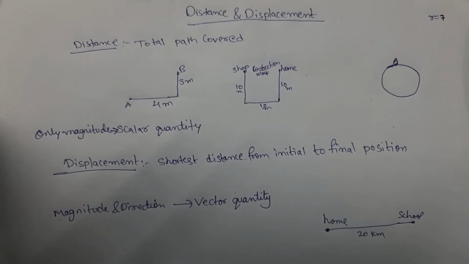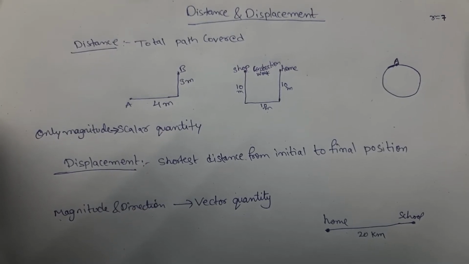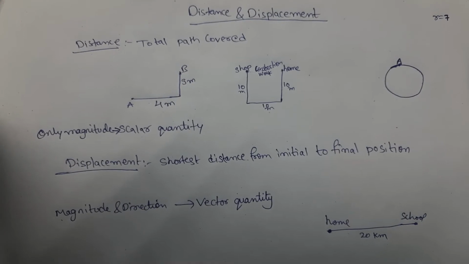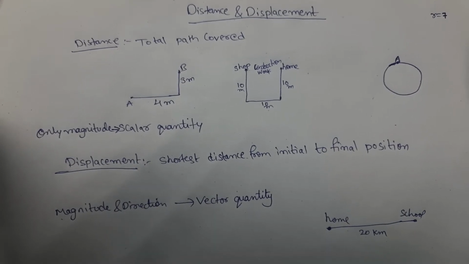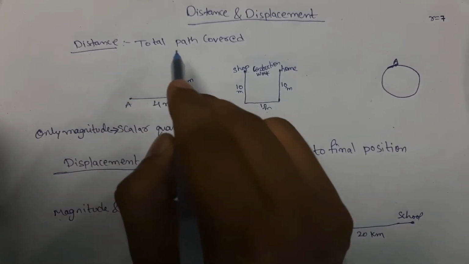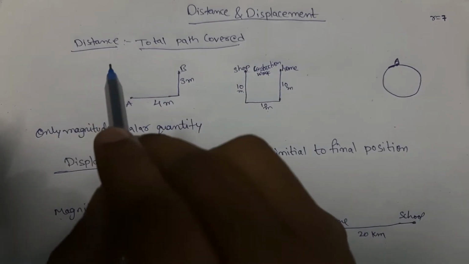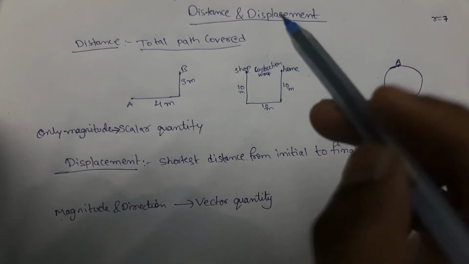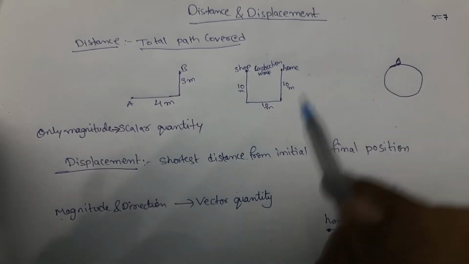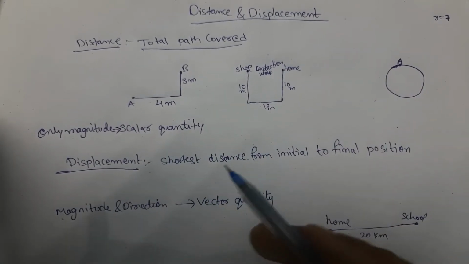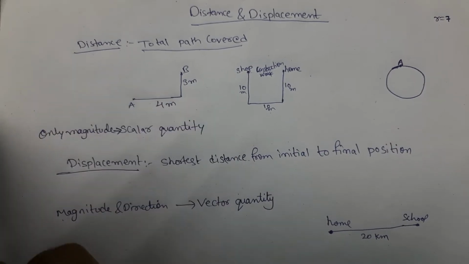Today we will see about distance and displacement. First of all, what is distance? Distance is the total path covered. If you calculate the total path covered by a person or an object, it is called distance.